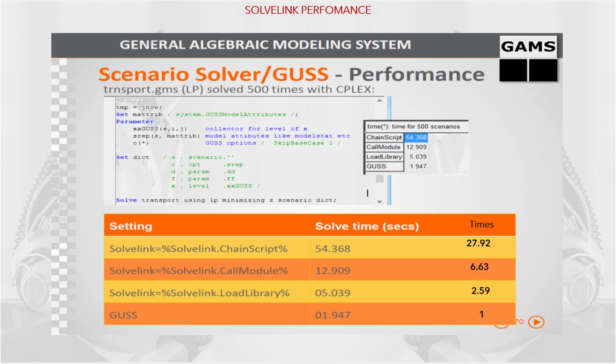HY has included a column that indicates how many times an option is slower than the fastest, which is associated with the value of 1. All cases follow the same format. The first case is case, transport program solves 550 times with IBM Cplex. GUS performance, 1. SolveLink load library, 2.59. SolveLink call module, 6.63. SolveLink default, chain script, 27.29.